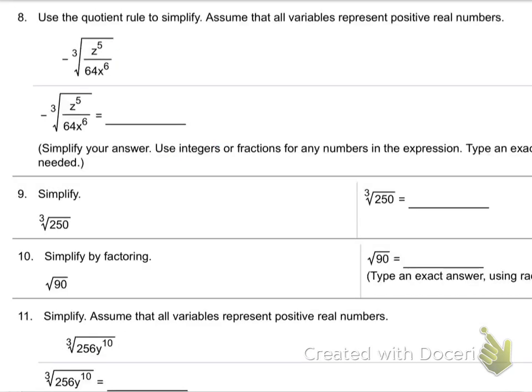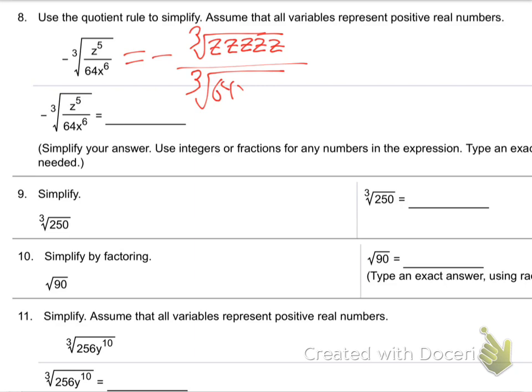So number 8 here has a cube root. So it's negative in the front, and then we have a cube root. I'll do the top separately. Z to the 5th, that's going to be 5 z's. 3, 4, 5. I'm going to write it out. 5 z's. The bottom, cube root of 64, and then I'm going to write 6 x's, 3, 4, 5, 6.